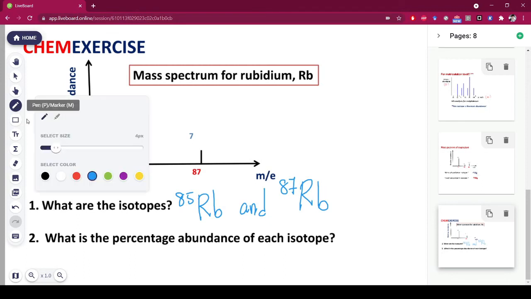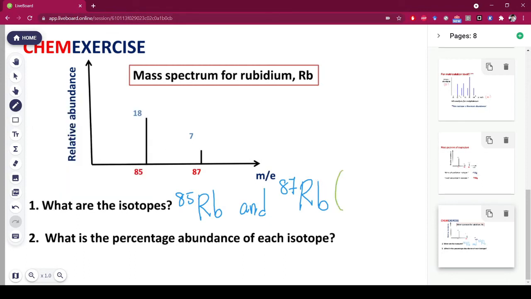Or if you want, you can also write that in this form. Okay, you can write rubidium 85, or rubidium 87. Okay, you can also write in that form. It's really up to you which one you want to use.